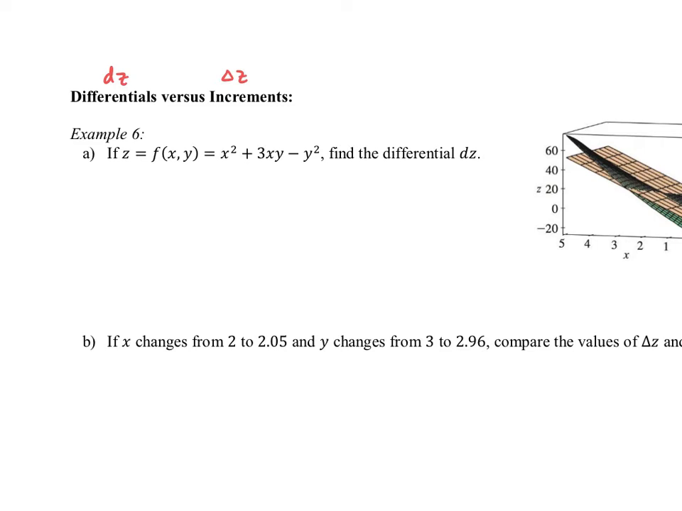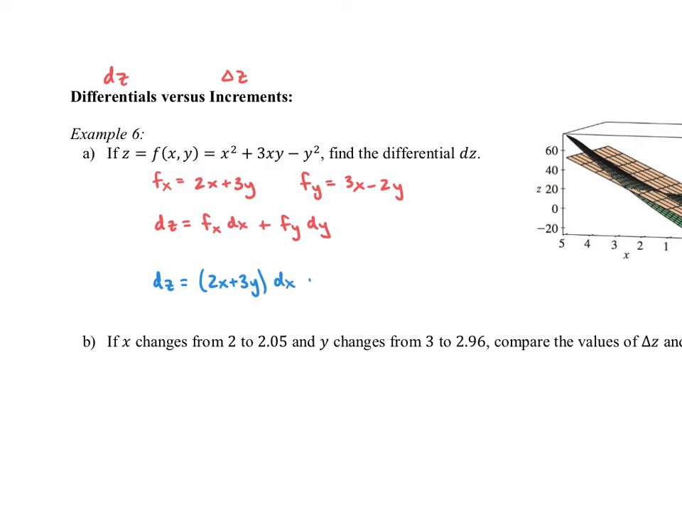Okay, so if z is equal to that equation, we want to find the differential dz. So we're going to simply calculate the partial derivatives. So we have 2x plus 3y, and for y we have 3x minus 2y. Remember, dz is equal to the partial with respect to x times dx, plus the partial with respect to y times dy. So we're just going to simply substitute this in, and we don't really have anything we're analyzing yet, so we're just going to leave this in variable form.